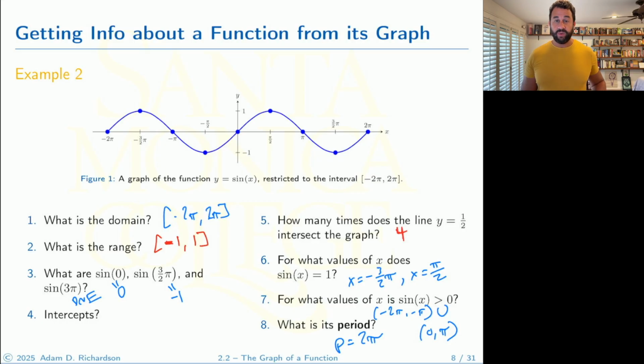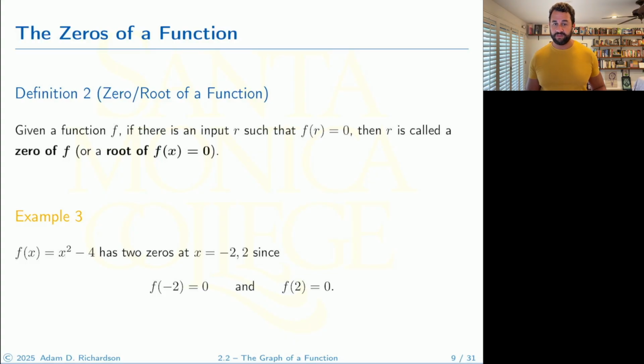All right, so we just got a ton of information from that graph. Let's talk about getting some other information about functions, some information that we're going to study a lot again later on. Want to build all this stuff up. We need to talk about the zero of a function or the root of an equation here. So given a function f, if there is an input r such that f of r equals 0, the output is 0, then that number r is called a zero of f, or we can call it a root of the equation f of x equals 0. Those two terms are interchangeable in that sense.